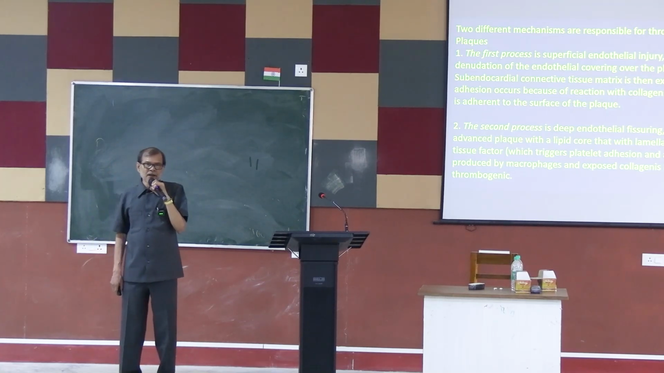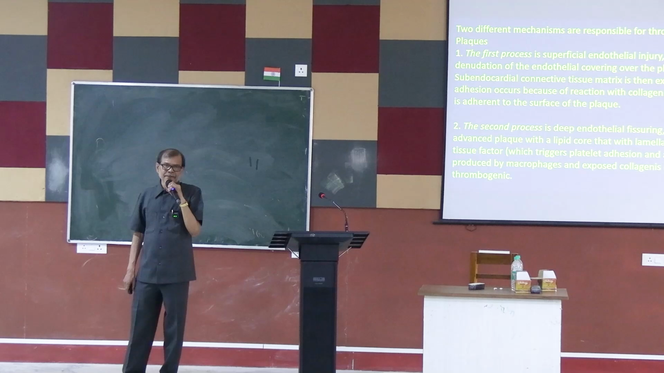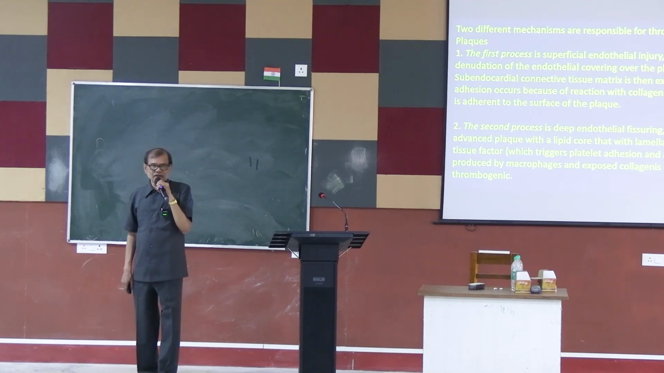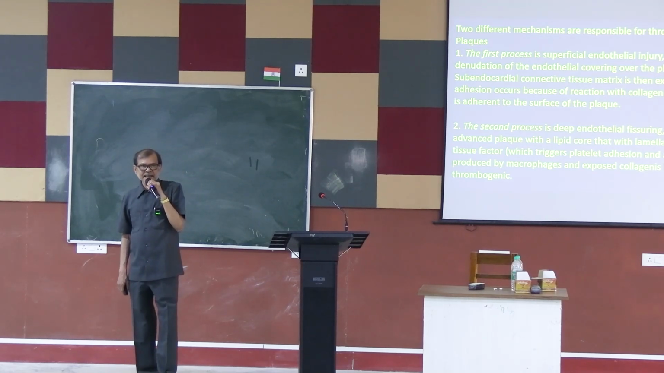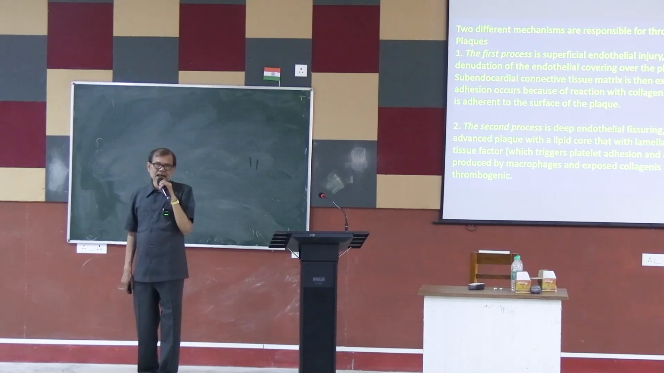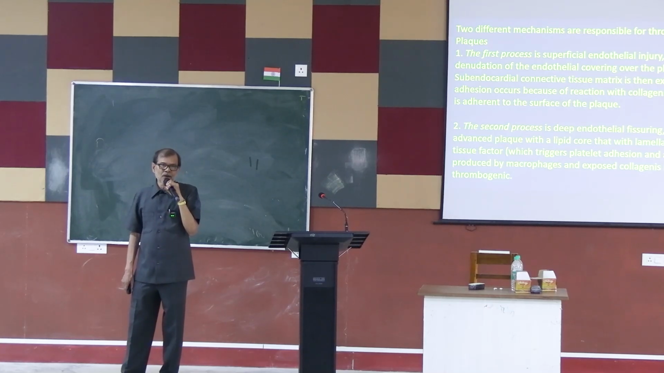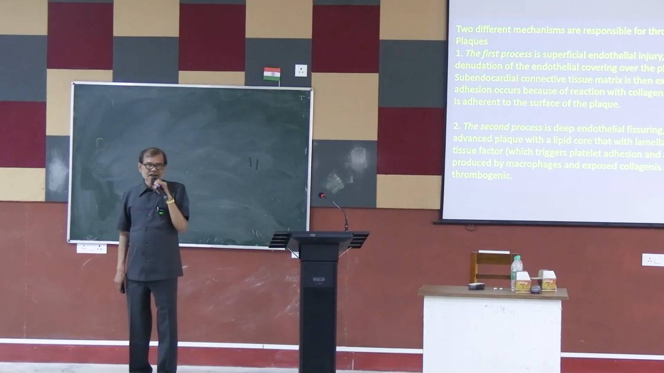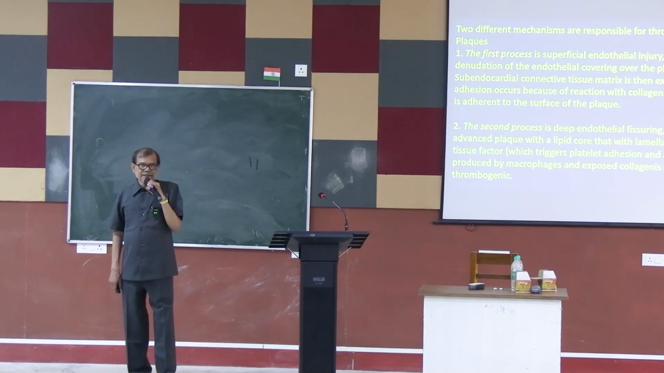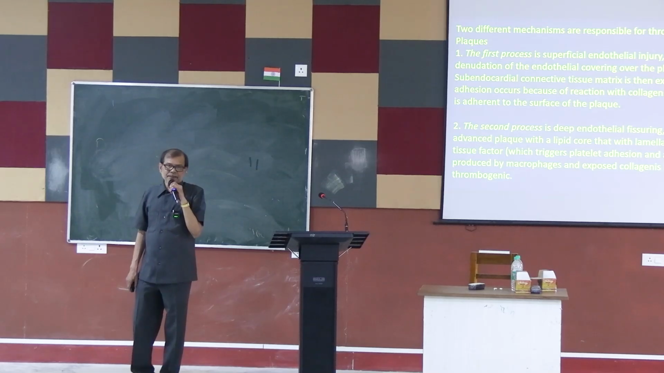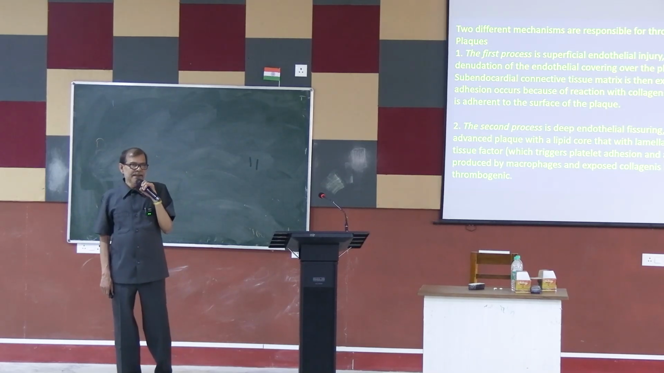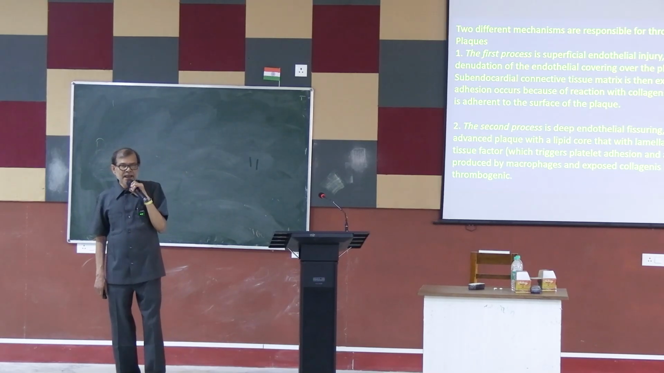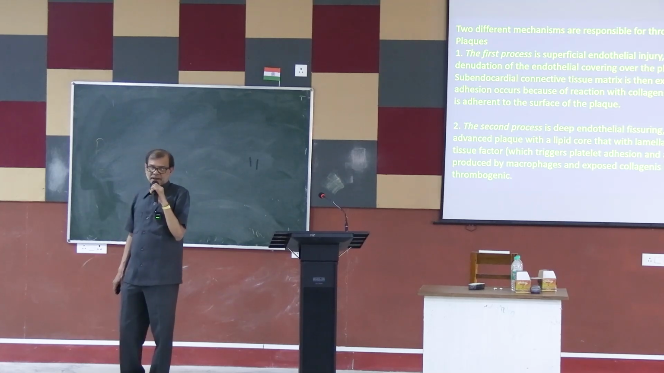And depending on the degree of occlusion and the process of coagulation cascade and thrombus genesis, clinical manifestations of ischemic heart disease result, like stable angina pectoris, unstable angina pectoris, non-ST segment elevation myocardial infarction, and ST segment elevation myocardial infarction.